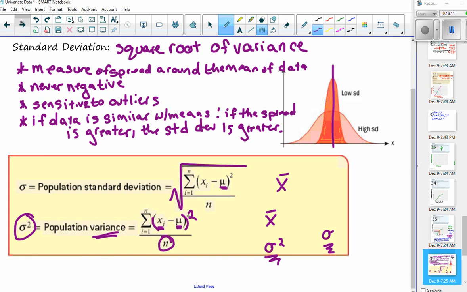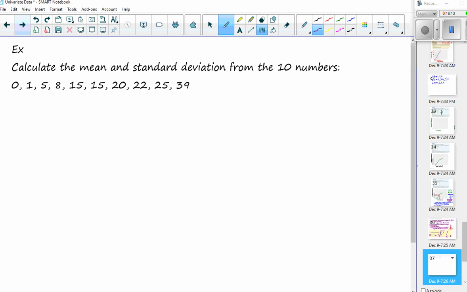Okay, let's actually do a practice with this. We're going to need this data for later on, so I figured we'd practice with it now. That way we don't have to do it again. I'm going to have you calculate the mean and the standard deviation for these 10 numbers. Go ahead and first calculate the mean, and then I'll walk you through a nice way to organize it to help you find the standard deviation.